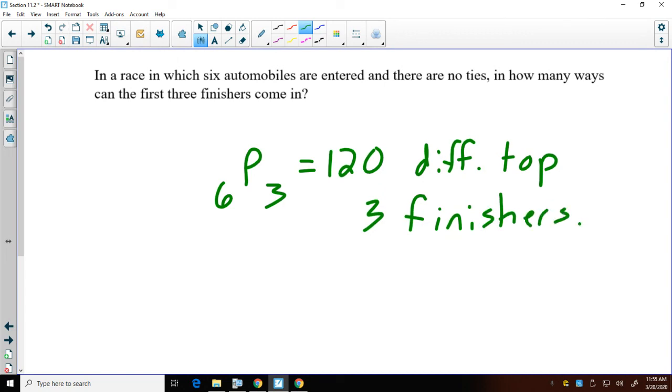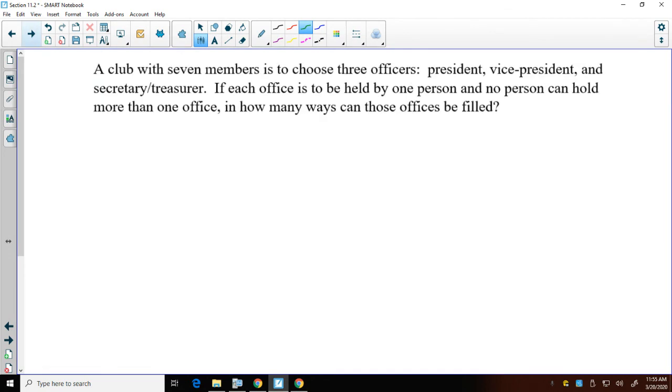All right, one more. So it says a club with 7 members is to choose 3 officers: president, vice president, and secretary/treasurer. So this position right here is all together. If you're the secretary, you are also the treasurer, just so you know. So that's not 2 positions. If each office is to be held by one person and no person can hold more than one office, how many ways can those offices be filled?